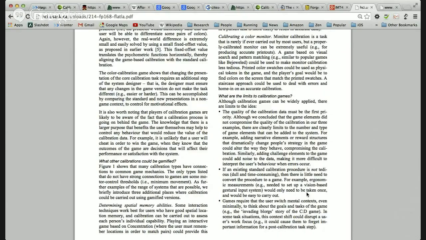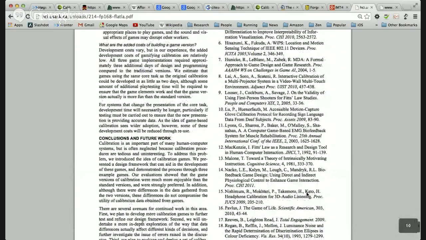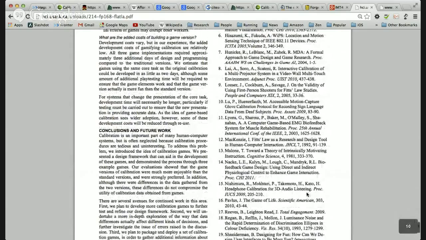And they basically just conclude that they think this will make people more likely to do calibration, and that further work is basically making more games and deploying them in real life and checking why the data that they collected was different from the one that the actual calibrations collected.